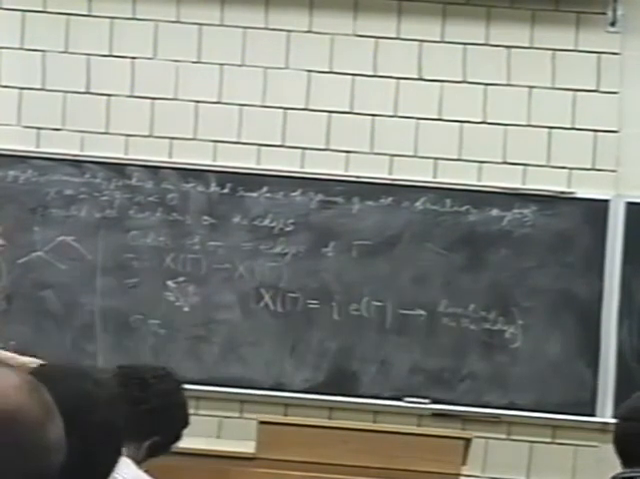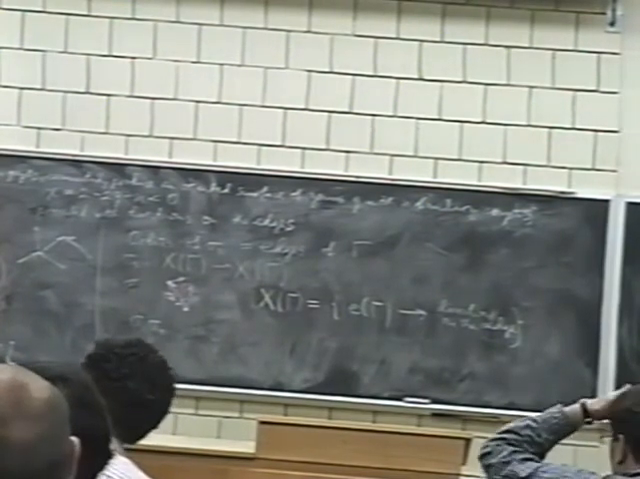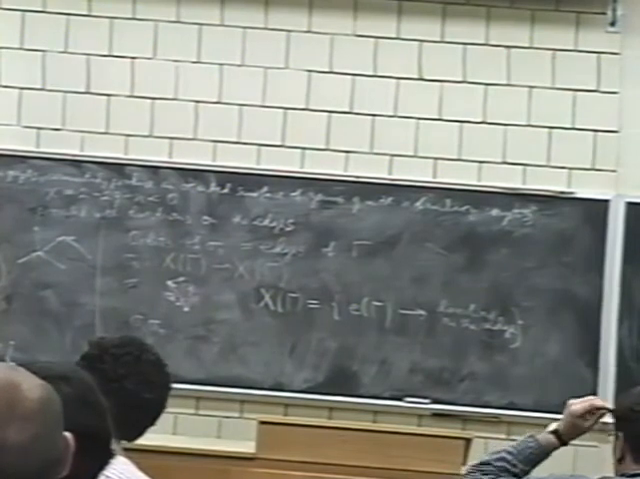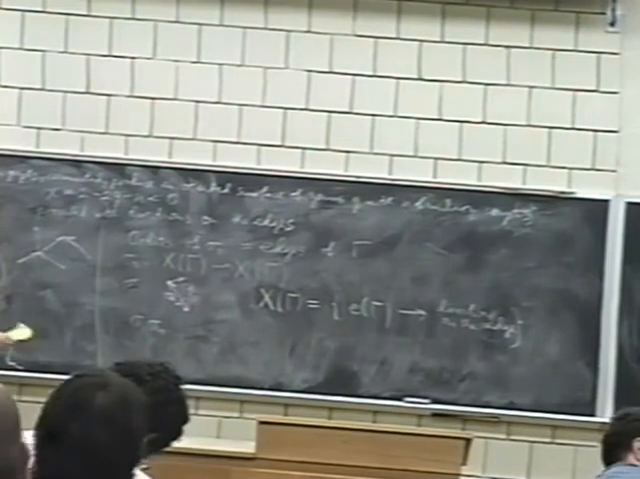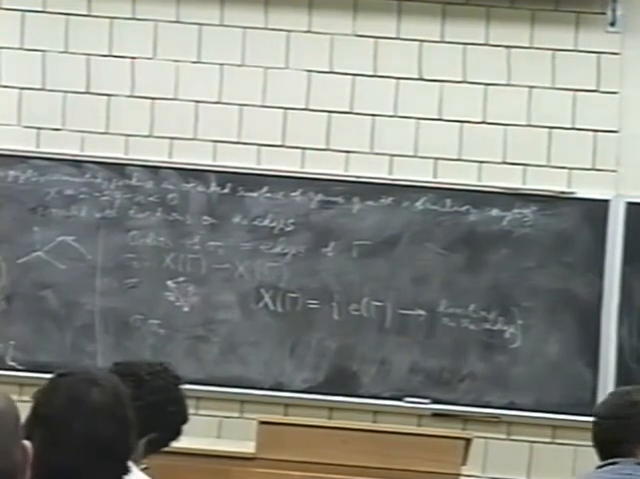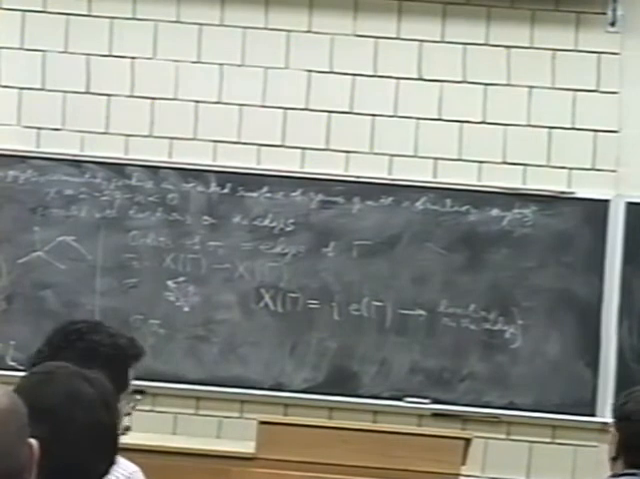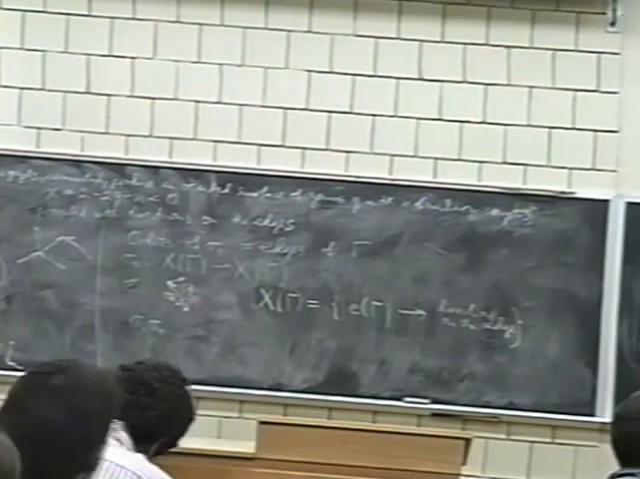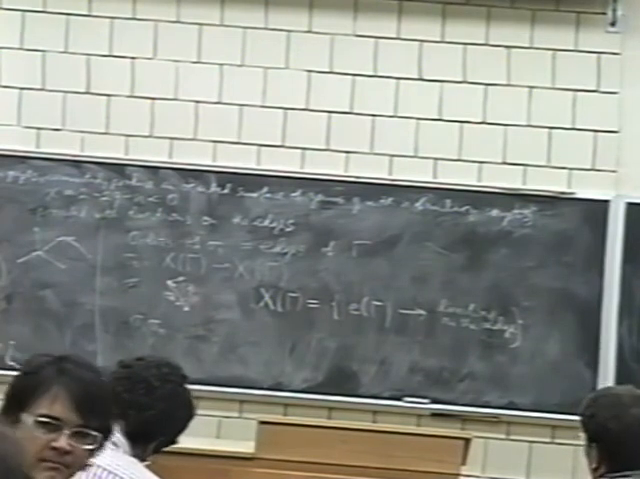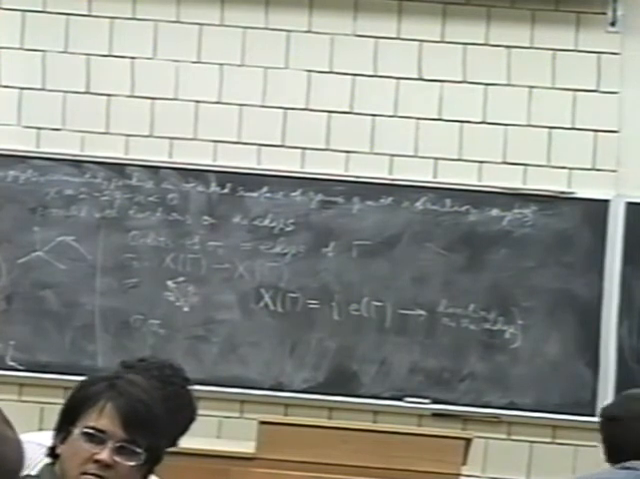So sigma 1 changes this choice of orientation. Sigma 1 changes the choice of orientation of an edge, of all edges simultaneously. Yeah. The orbits.